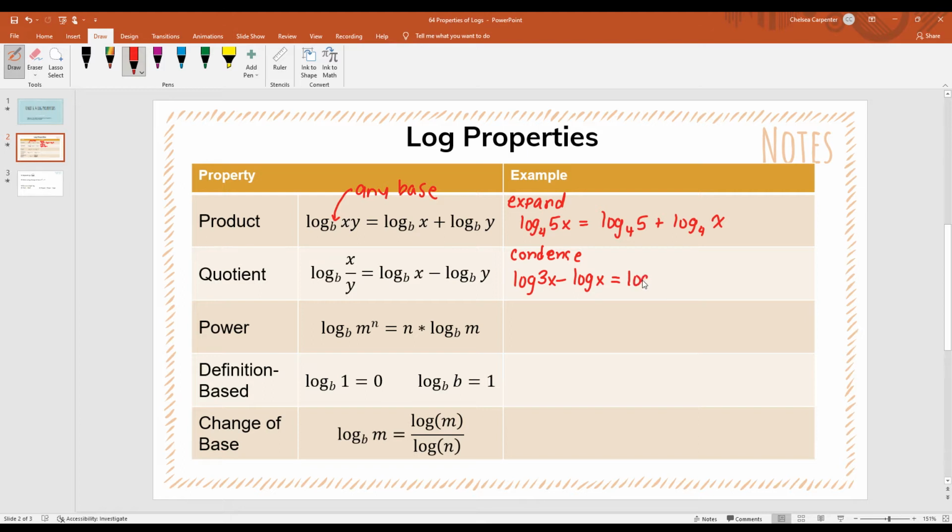So that means I can write this together as log of 3x divided by x. And actually these x's here will cancel out. So this simplifies into just log base 10 of 3, which is a number that we can plug into our calculator and figure out.